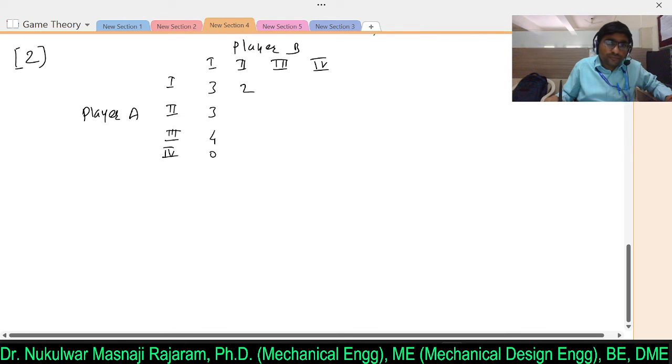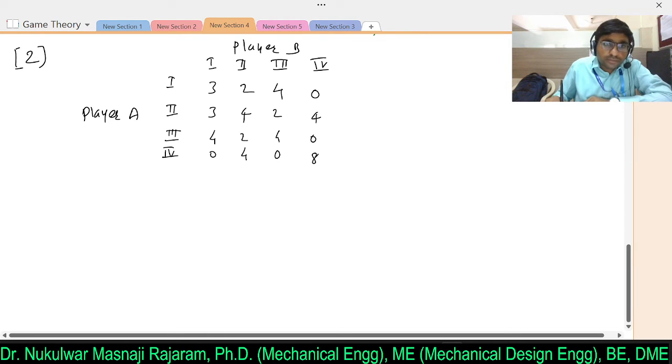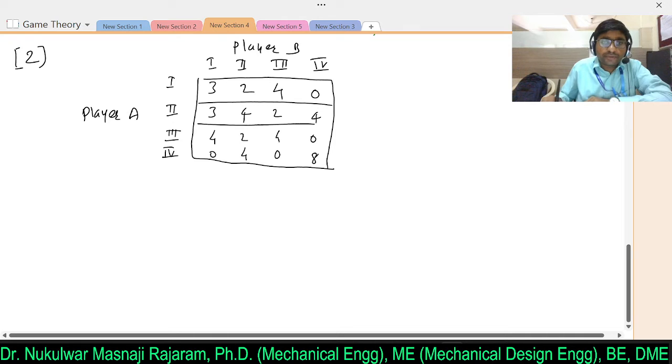2 4 2 4, 4, 2, 4 0, and 0 4 0 8. Clear? So this is the matrix given and the question is to find the value of the game. Clear? So what is the first thing you need to do?